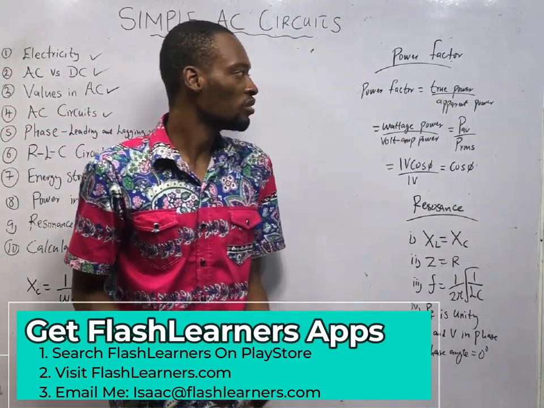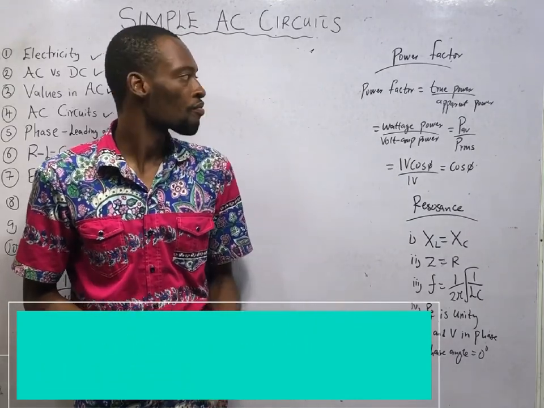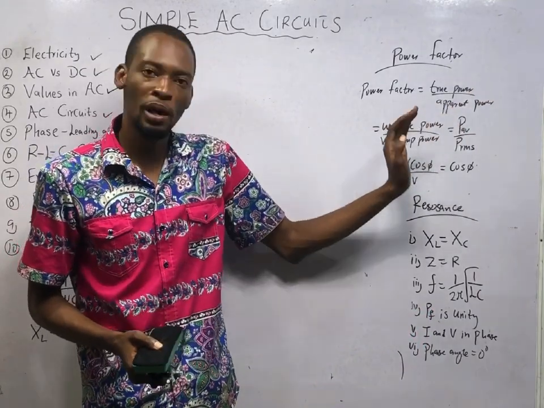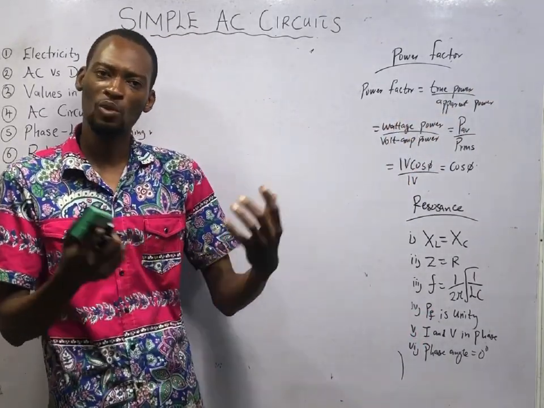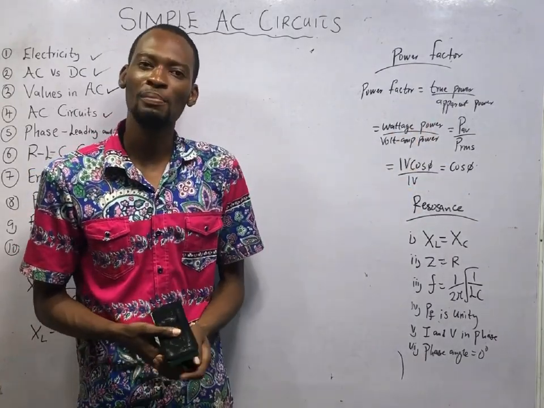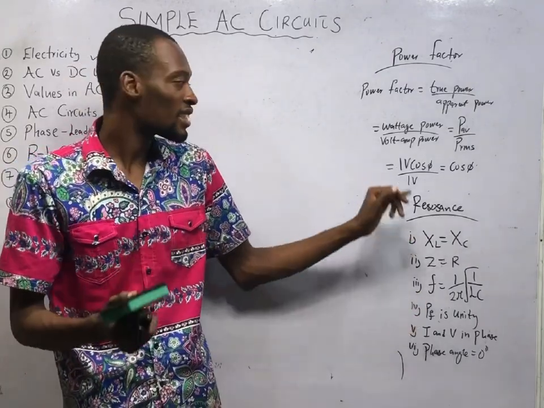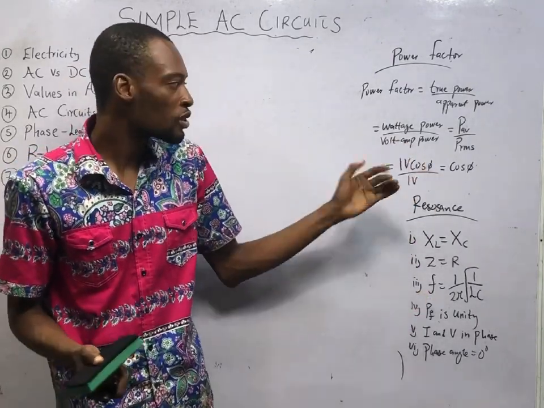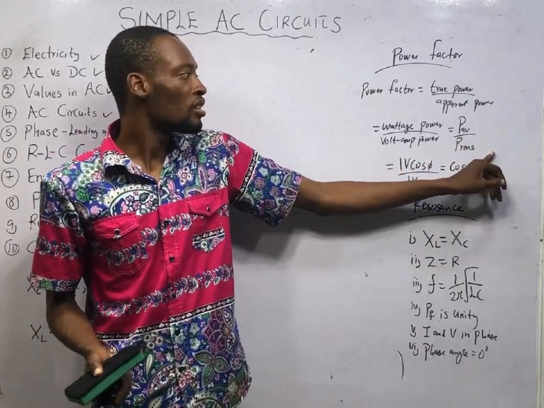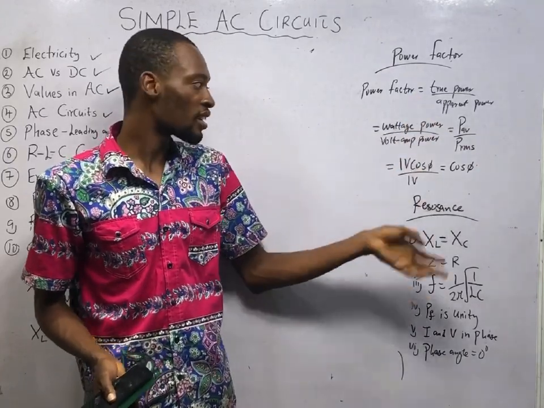This is power factor. Power factor is true power over apparent power. True power is the same thing as wattage power. Wattage power is power in watts, over volt-amp power. Volt-amp power is power in units like kVA. You see 2 kVA, 3.5 kVA, 4 kVA. So that is actually VA power, volt-amp. And this is something like average power over root mean square power. So wattage power is IV cos phi. True power is IV cos phi.